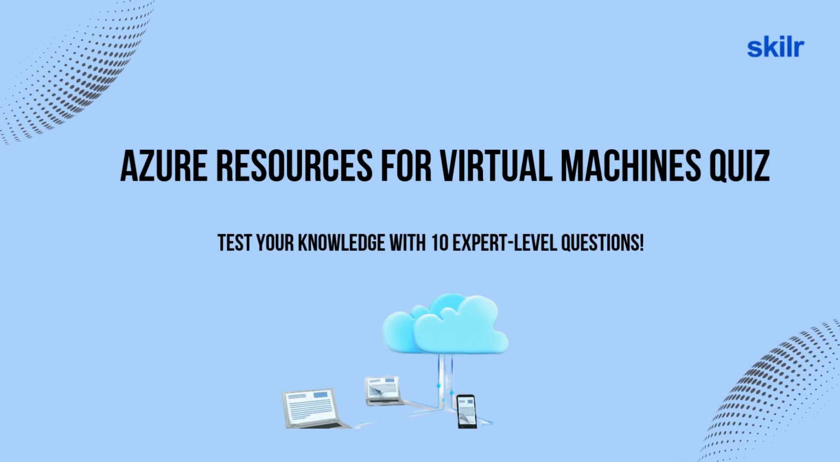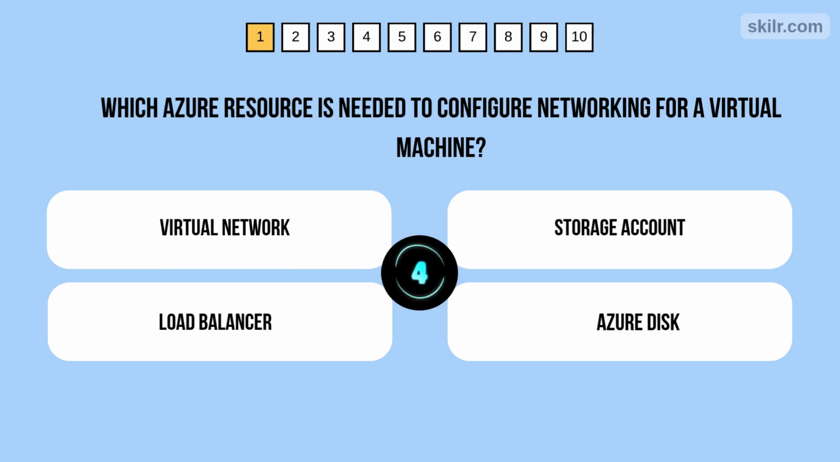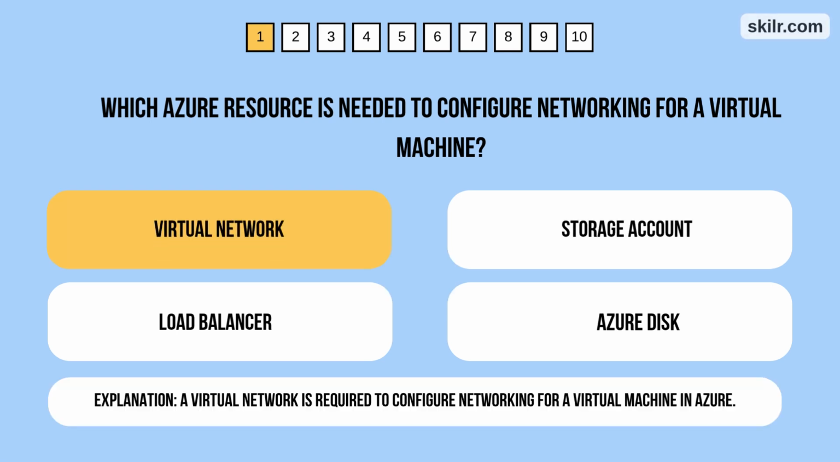Let's test your Azure resources for virtual machine skills. Question 1. Which Azure resource is needed to configure networking for a virtual machine? The answer is virtual network, as a virtual network is required to configure networking for a virtual machine in Azure.